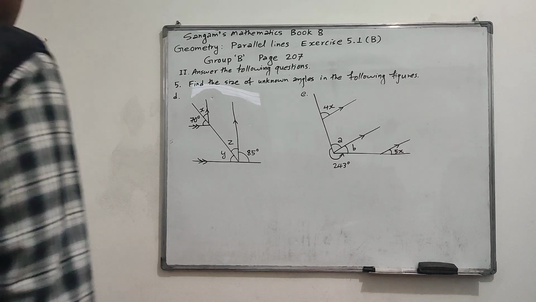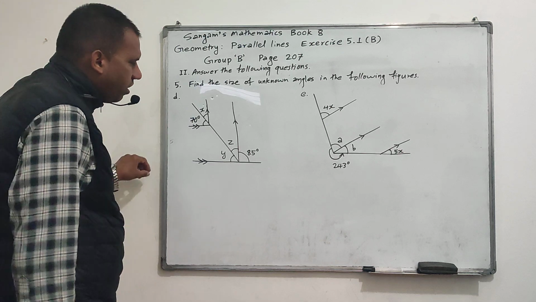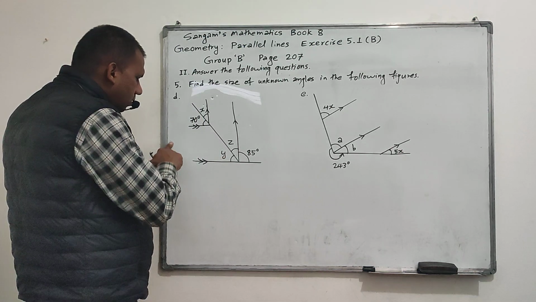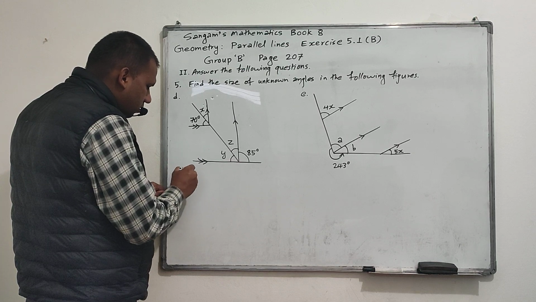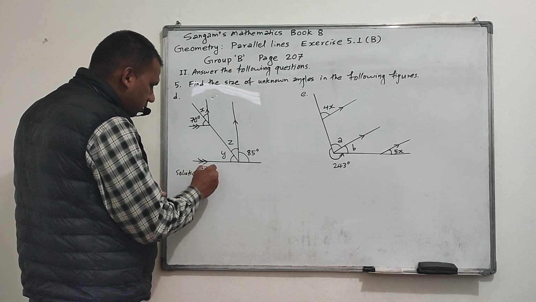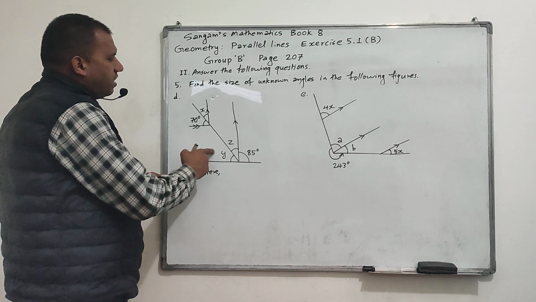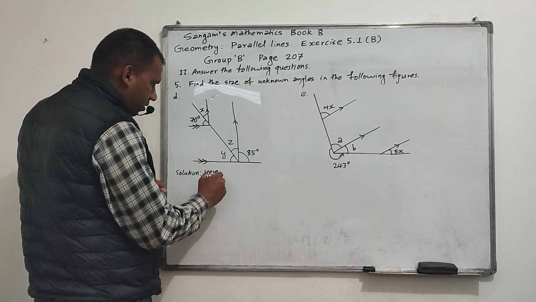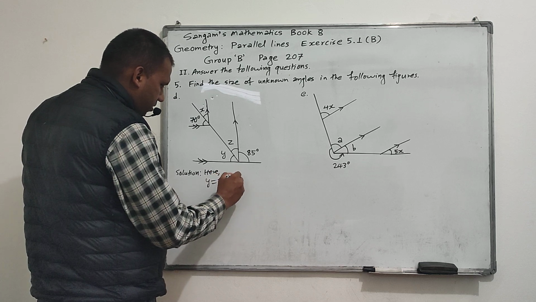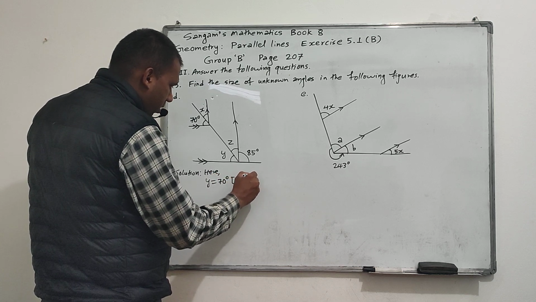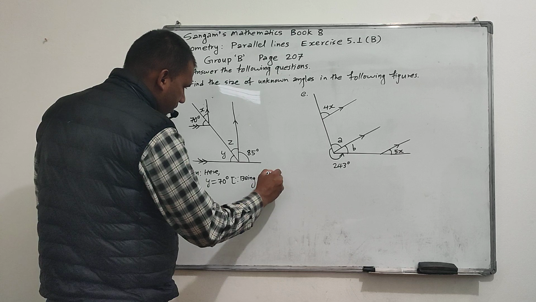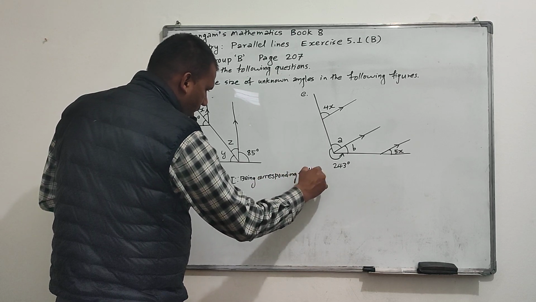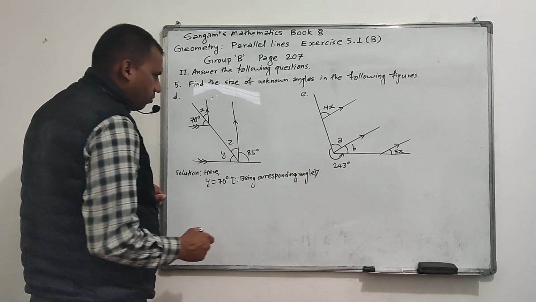Okay students, now 5D. On this figure we have to find the values of X, Y and Z. Now the solution here. Y and 70 are corresponding angles, so we can write Y equal to 70 degree, because being corresponding angles.